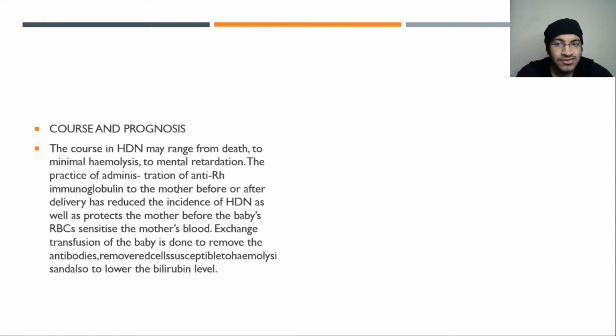Course and prognosis. The course in the HDN may range from death to minimal hemolysis to mental retardation, and the practice of administration of anti-Rh immunoglobulin to the mother before or after delivery has reduced the incidence of HDN, that is hemolytic disease of the newborn, as well as it protects the mother before the baby's RBC sensitize the mother's blood. Exchange transfusion of the baby is done to remove the antibodies and remove the red cells susceptible to hemolysis, and also to lower the bilirubin level, right?